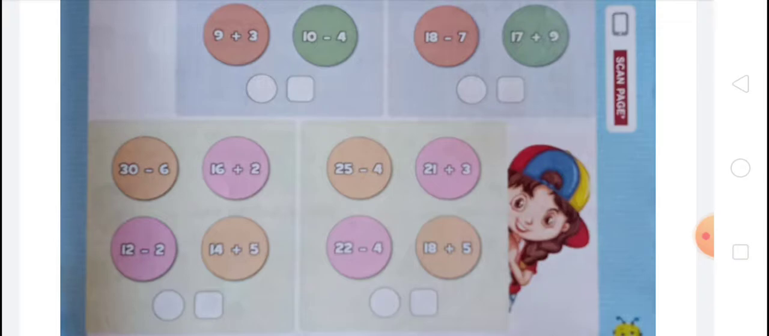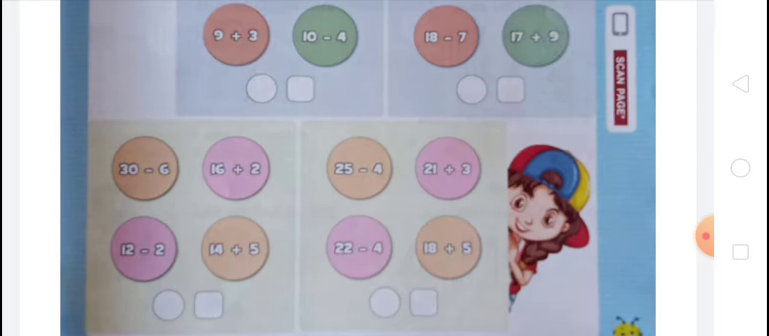Next one is 25 minus 4, there will be 21. 21 plus 3, there will be 24. And 22 minus 4, there will be 18. And 18 plus 5, there will be 23. Now you have to write which is greater. You know that 24 is greater, so you have to write 24 in the circle, because you have to write the greatest answer in the circle.